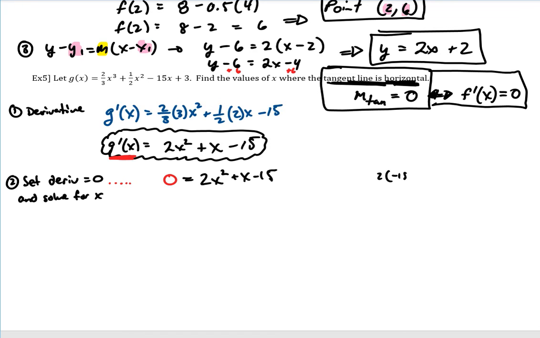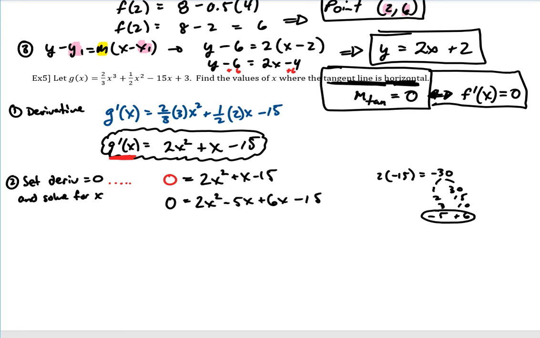Okay, so my scratch work, I have 2 times negative 15 is negative 30. And then the factors of 30 are 1 and 30, 2 and 15, 3 and 10, and 5 and 6. And I'm looking for the pair that adds up to 1. Well, it looks like if I did negative 5 and positive 6, that would do it. And notice these multiply and give us negative 30. Okay, so I've got 0 equals 2x squared. And then I'm going to rewrite this plus x as minus 5x plus 6x minus 15.